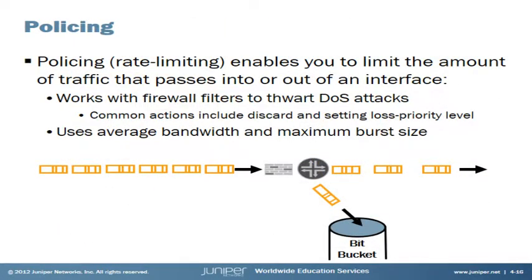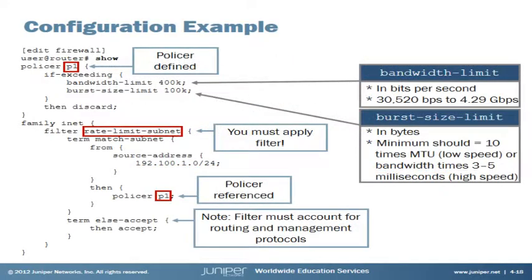Let's look at the concept of policing or rate limiting. This allows us to limit the amount of traffic that passes into or out of an interface. And it's just a kind of firewall filter. We can work with firewall filters to try and protect against DoS attacks. Common actions include discard and setting loss priority levels, and we can use average bandwidth and maximum burst size as our parameters in this particular filter. So this is to limit the bandwidth.